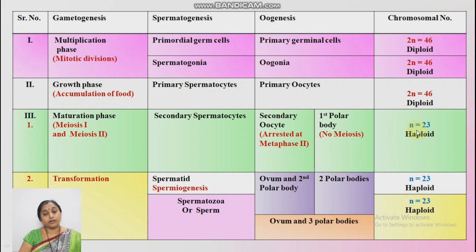Which cells are diploid here? In case of male, primordial germ cells, and in female, spermatogonia and oogonia are also diploid. Primary spermatocytes and primary oocytes are diploid, and the secondary spermatocyte, secondary oocyte, first polar body, ovum, three polar bodies, spermatids and spermatozoa, all these are haploid cells.